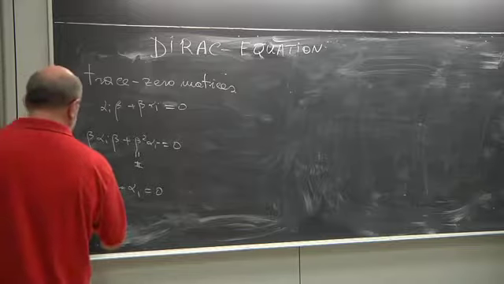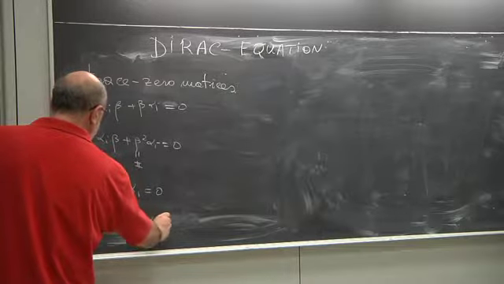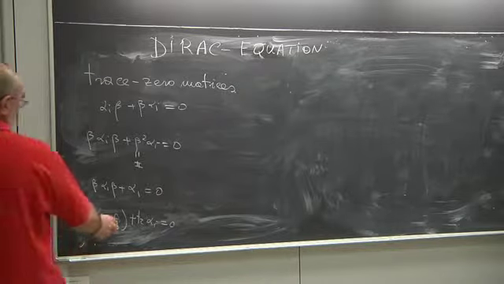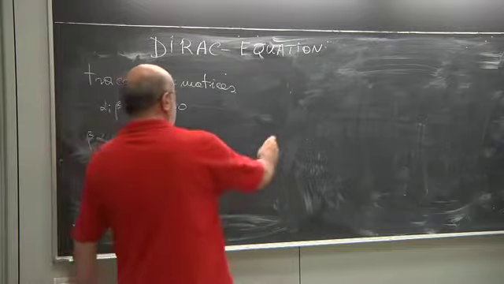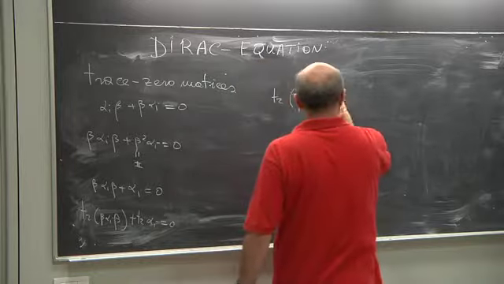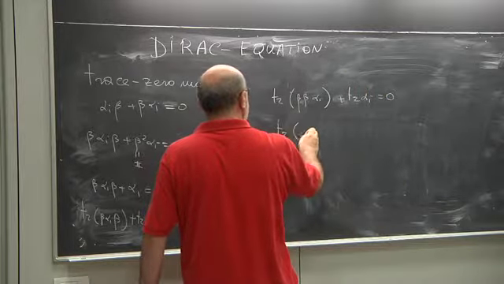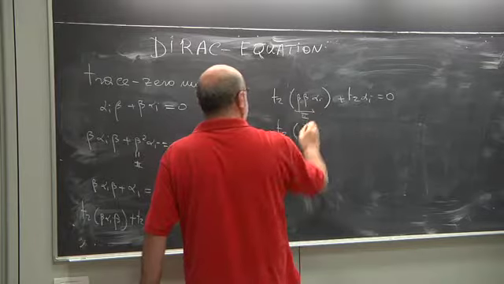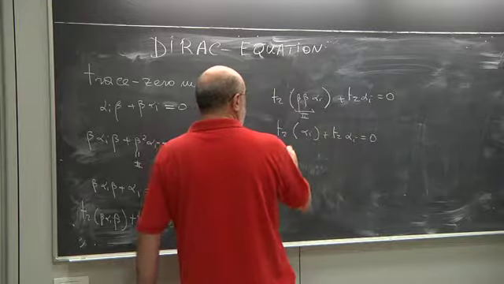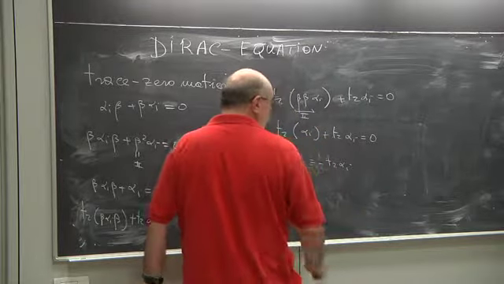Now let's take the trace: trace of beta alpha_i beta plus trace of alpha_i equals zero. You know that the trace is cyclic, so this is equal to trace of beta beta alpha_i, plus trace of alpha_i, equals zero. But beta squared is the identity, so trace alpha_i plus trace alpha_i is zero. So it means trace alpha_i is equal to minus trace alpha_i. That means this must be zero.